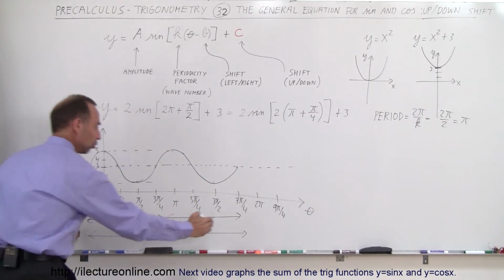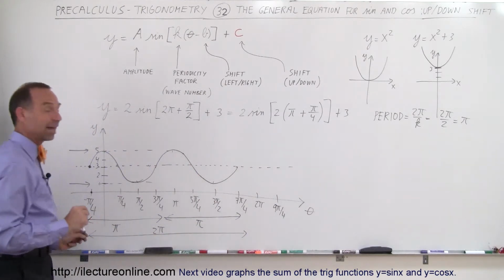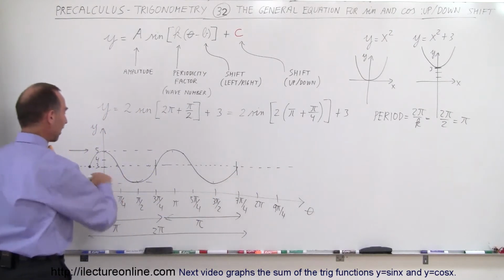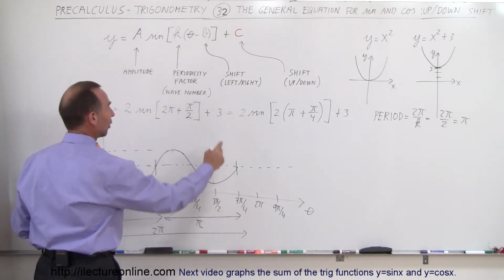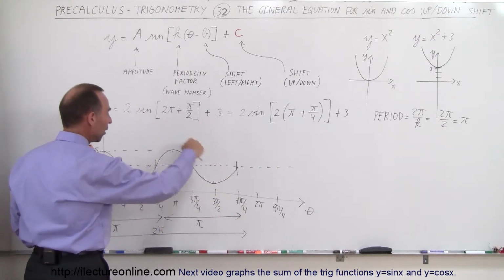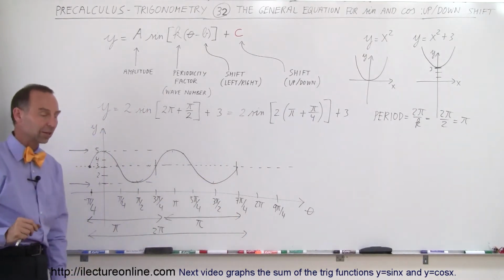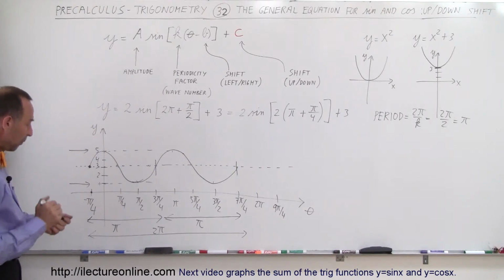So now we see that in a 2 pi section on the horizontal axis, we have 2 complete portions or sections of the sine wave. And this is because k represents the number of sections of sine wave or cosine wave you'll have over a 2 pi section on the horizontal axis. So now we have everything.